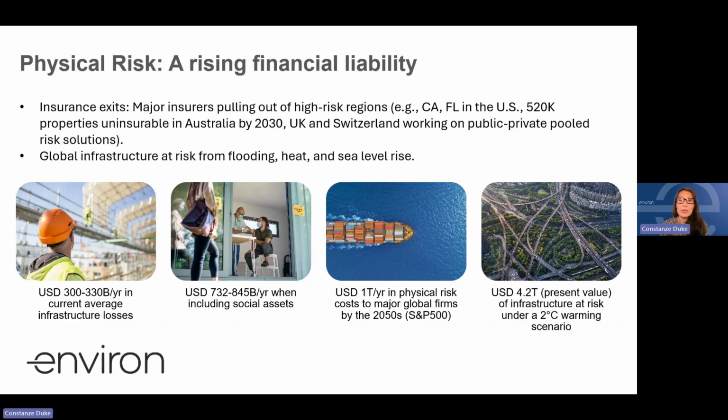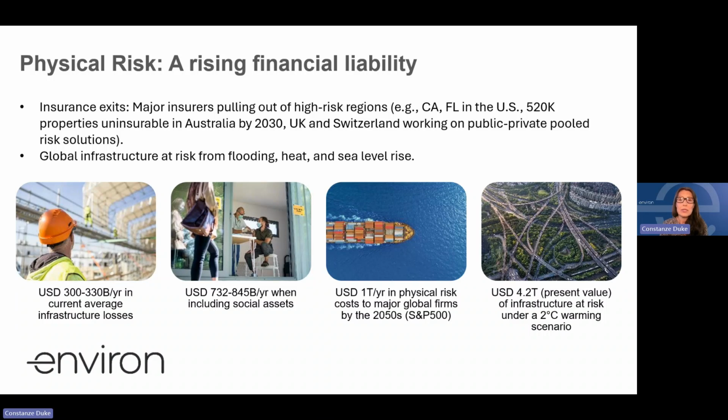The other area raising a lot of concern is global infrastructure, which just wasn't built to withstand current conditions and didn't account for higher sea levels or the number of flood events we're experiencing now. So current annual global infrastructure losses already exceed $300 billion and around $800 billion when we include social assets like schools and hospitals, for example.